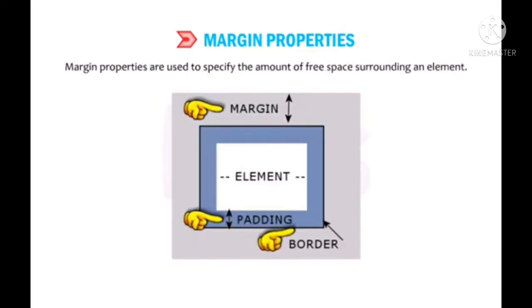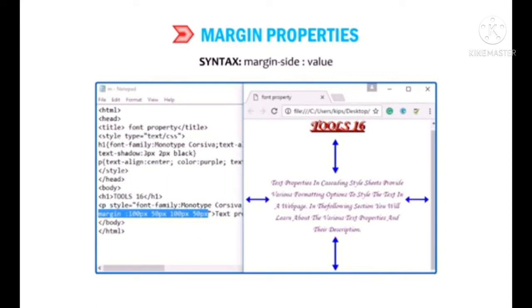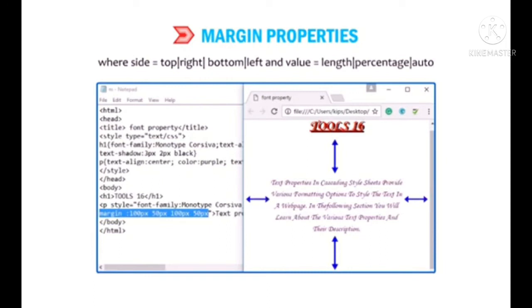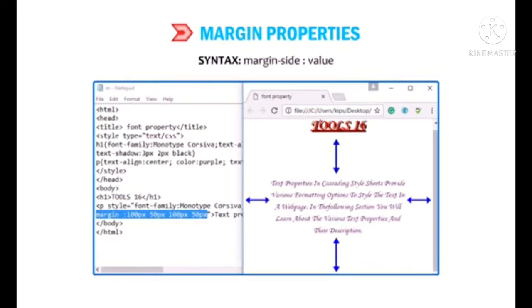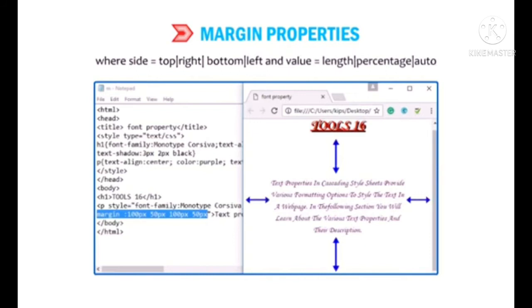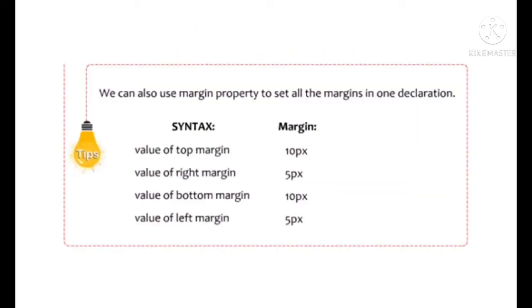As its name says, margin-top is used to set the top margin of an element. Margin-right is used to set the right margin of an element. Margin-bottom is used to set the bottom margin of an element. And margin-left is used to set the left margin of an element. The syntax will be like this: margin-side colon value, where side can be top, right, bottom or left, and value can be length, percentage or auto. This is how we give the syntax.